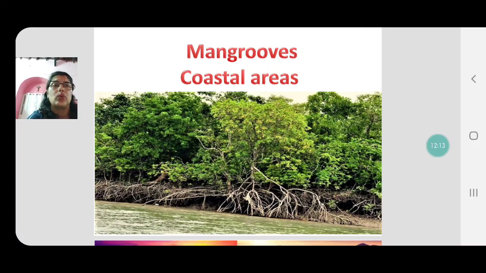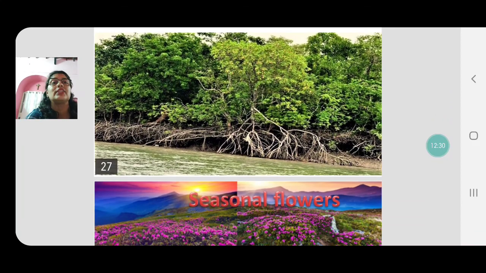Now these mangrove trees are very important as far as the environment is concerned, because they prevent the floods. They break the force of tsunami, they break the force of flood waters and do not allow the flood waters to enter into the regions.